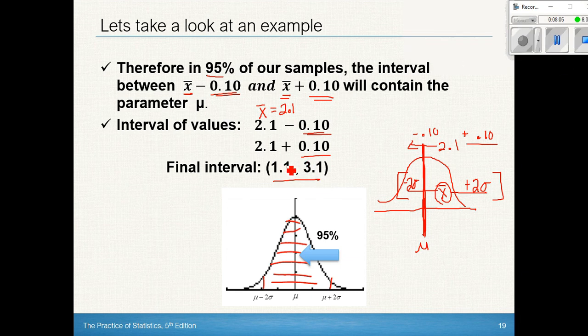Okay, I apologize. I am going to change this right here. This is an incorrect answer. 2.1 minus 0.1 should be 2, and 2.1 plus 0.1 should be 2.2. So basically what that's saying is I took a sample mean and I extended both sides of it to say, all right, 95% of the time, I should be able to capture that population mean somewhere in my interval. Therefore, I'm now going to say my population mean is probably somewhere between 2 and 2.2. I might not know exactly what it is, but it's somewhere between 2 and 2.2.